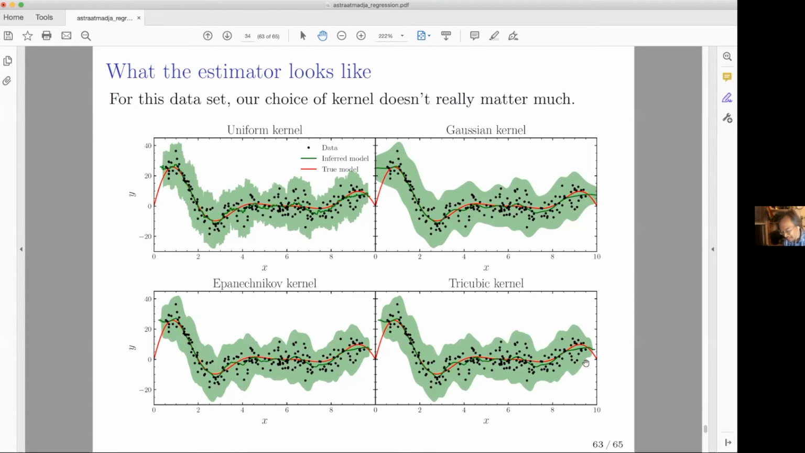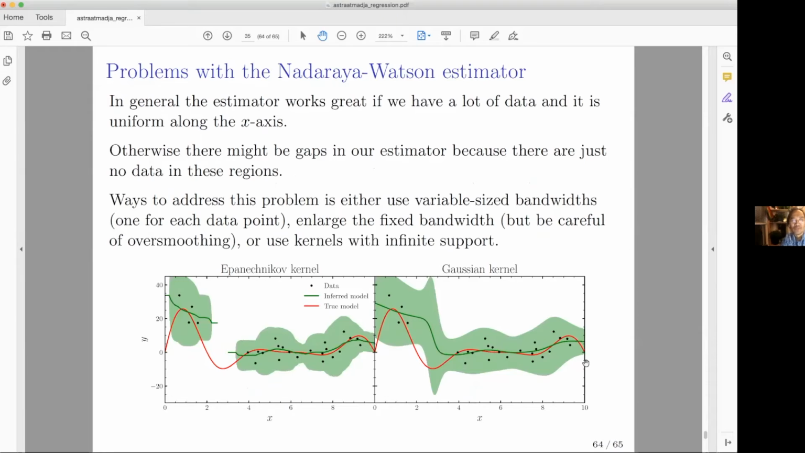So for this data set, where we have 200 data points, whatever kernel we are using, it looks okay. But if you have different data, then the results can be different. So this is a problem for the Watson estimator. It totally depends on the distribution of the data.